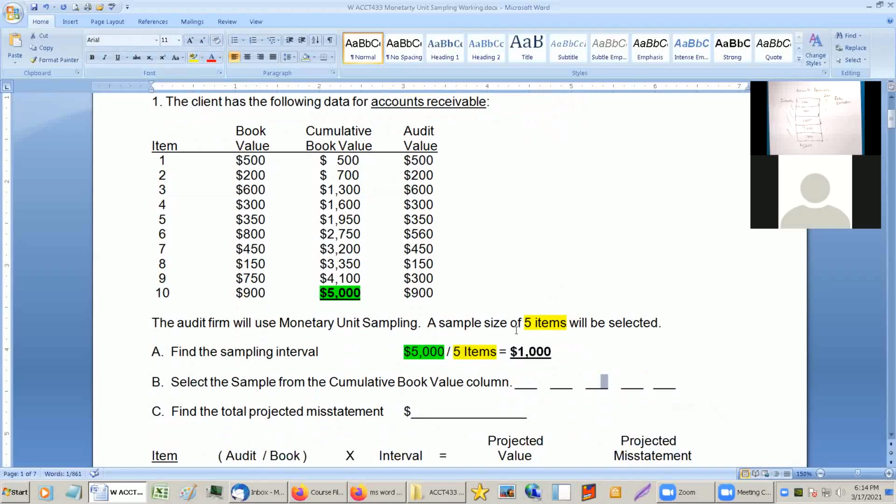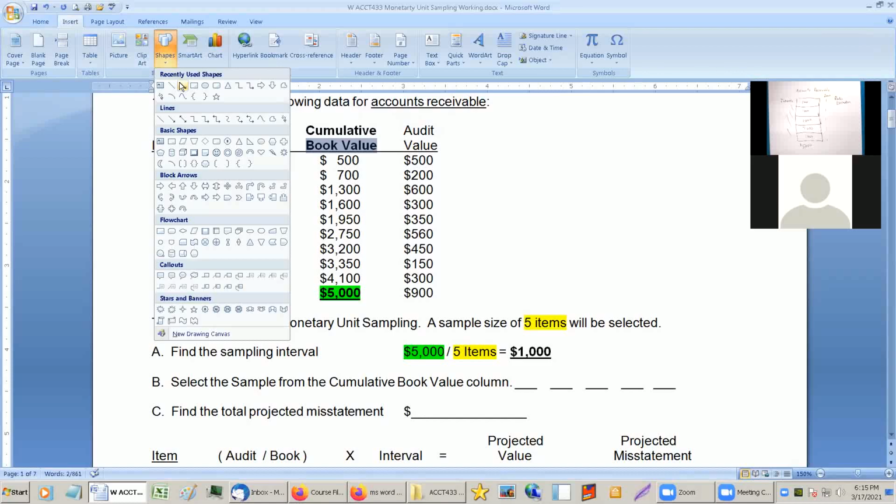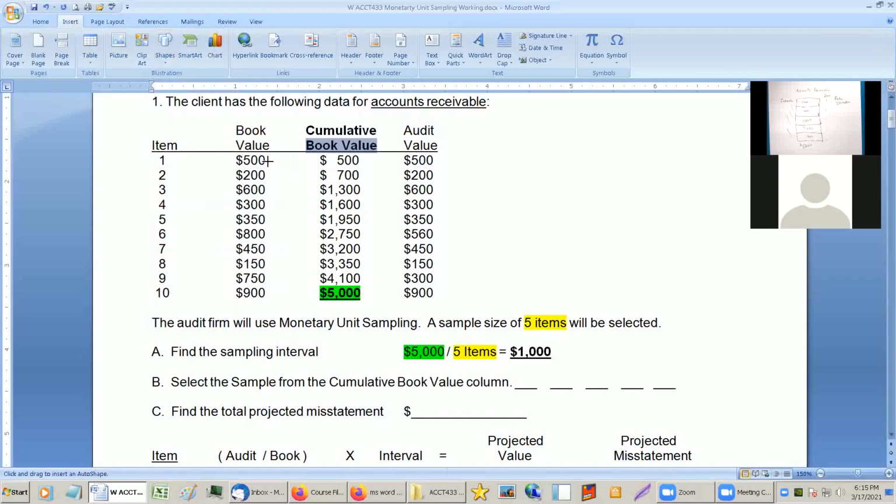Okay, so this is our sampling interval. We're going to take every 1,000th item. Now here's how we do it. We go to the cumulative book value here, and you'll notice this cumulative book value just keeps adding them up.